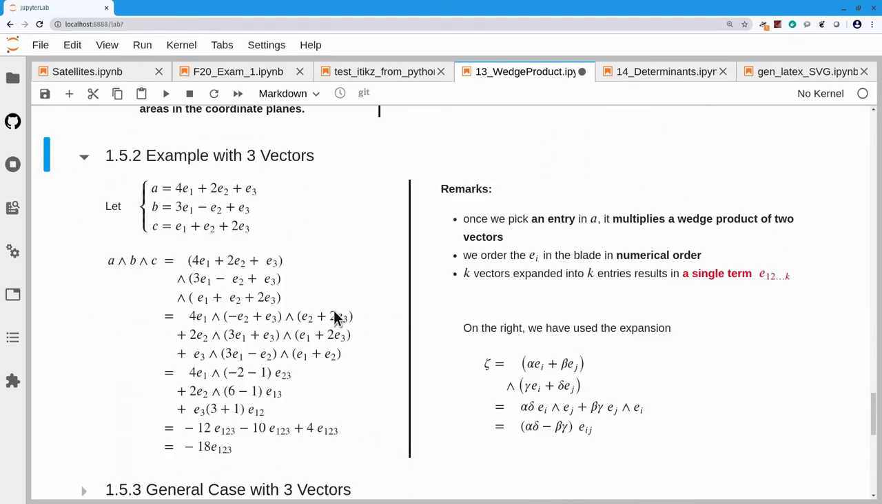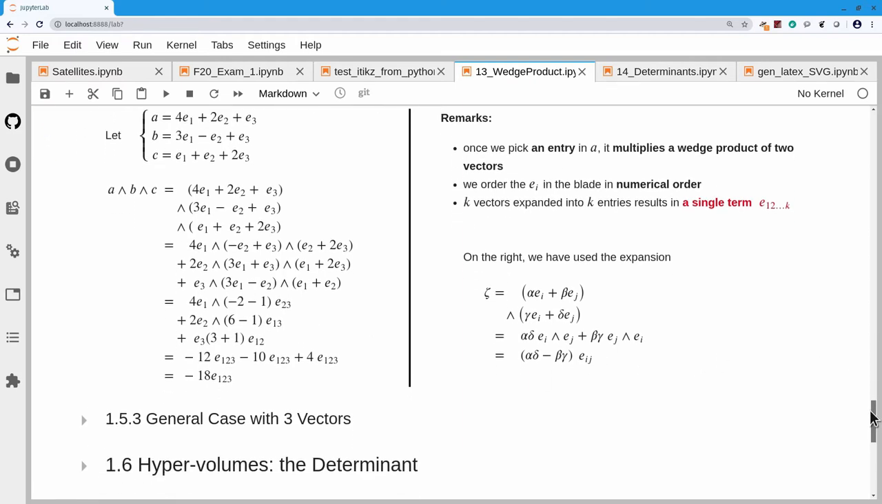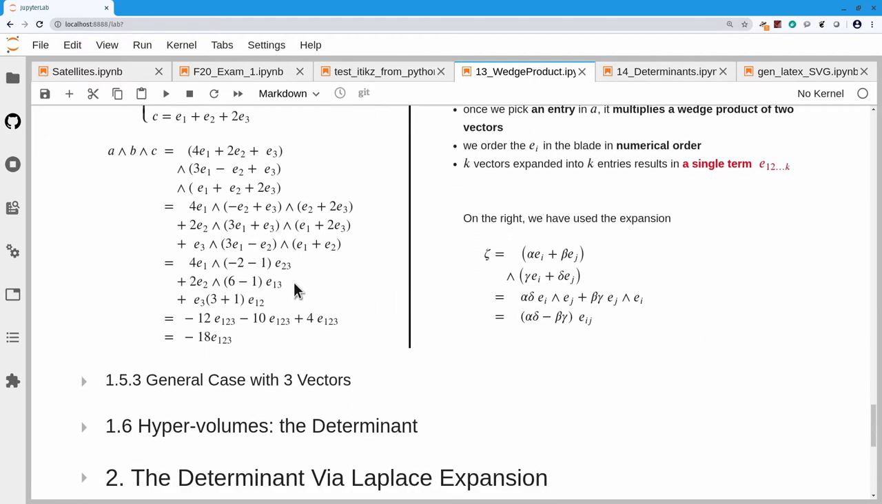Here's an example with three vectors. So I take A, B, and C, I wedge them together, and as I go, I do my exact same expansion as before, being very careful to keep the order the same. And whenever I interchange vectors, I pick up a minus sign. You can follow that computation along, but in the end, what we see is that all of the vectors combine into a single term, minus 18 E1 E2 E3.